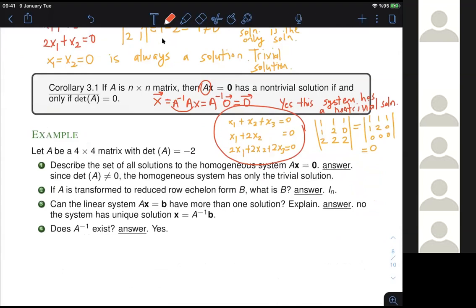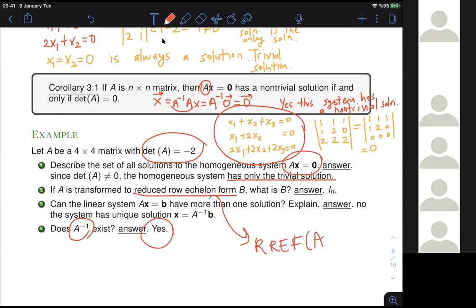I don't need to go over this. So if the determinant is non-zero, then A inverse must exist. And if inverse exists, I know that this equation, the homogeneous equation, has only the trivial solution. And also, if inverse exists, we know that its reduced row echelon form, we talked about this before, RREF of A must be identity. So when does this hold? This holds when A has an inverse.